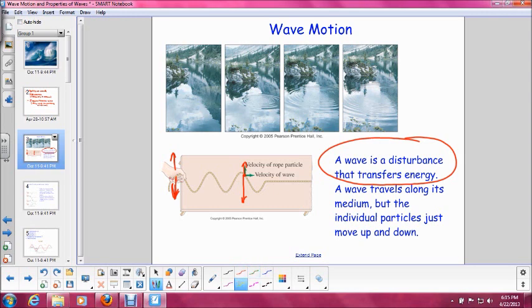So if you throw a rock into a pond and you get ripples, you can actually see the energy from these ripples moving out this way, along the surface of the water. But the individual water molecules themselves only move up and down, out of the water and into the water. They do not move side to side along the transference of the energy.